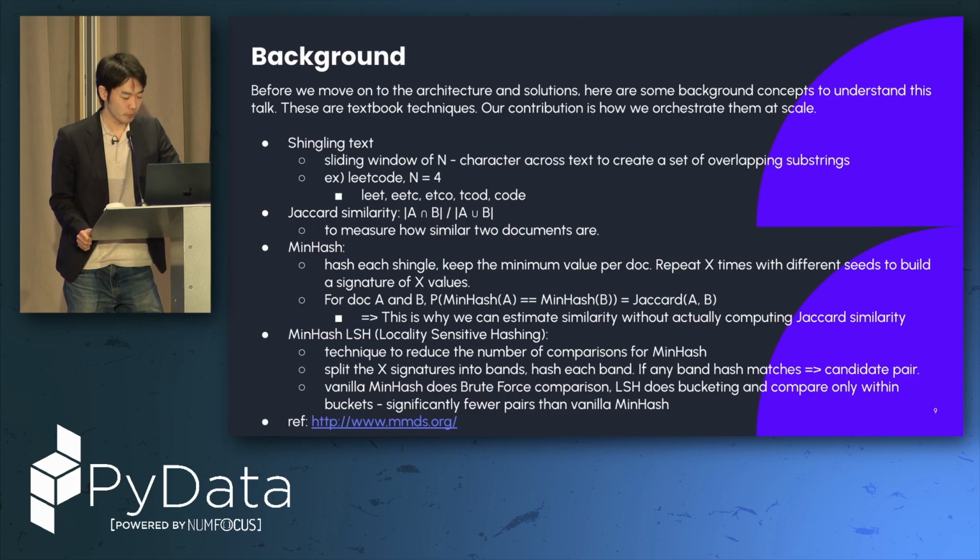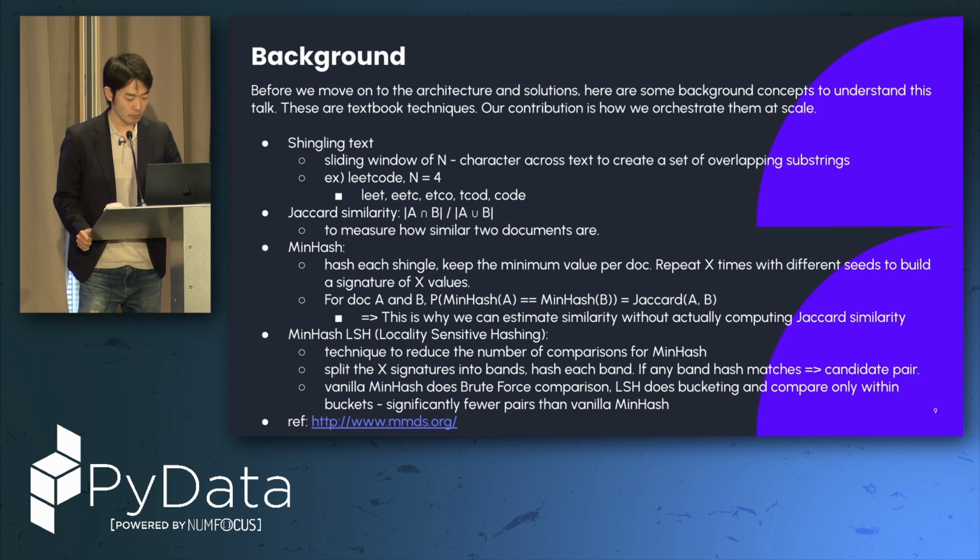There's a famous formula: the probability of MinHash A equal to MinHash B is actually equal to the Jaccard similarity of A and B. Why is this important? Because if you know the MinHash values, you can actually compute Jaccard similarity without actually computing Jaccard similarity. So this is the key. This is going to be the key topic of the architecture in the next part.